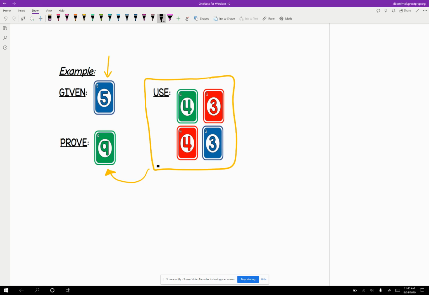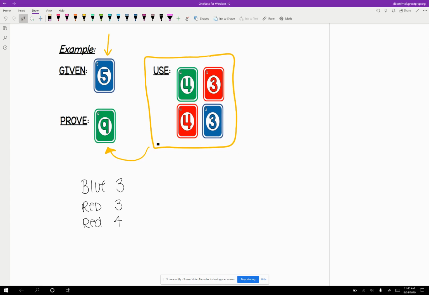Okay, so my first play is to play the blue 3. After the blue 3, I can then play my red 3. From my red 3, I can play the red 4, which then lets me switch to the green 4 so that my last card can be a green 9.